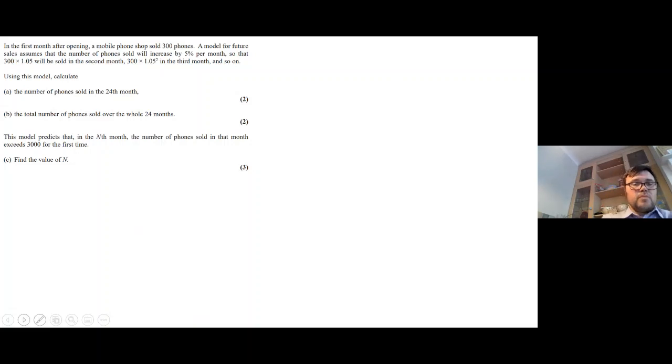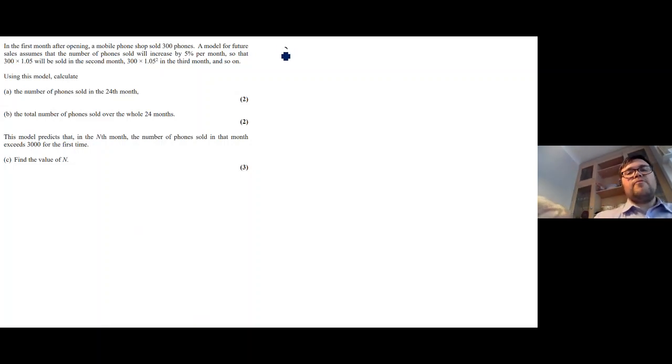Okay, with time, I hopefully get the next 2 done. I've got 3 more questions. These are geometrics. I'll try and get these 2 done, and then the last one I'll put up with the PowerPoint. In the first month after opening a mobile phone shop, sold 300 phones. A model for the future sales assumes that the number of phones sold will increase by 5% per month, so that 300 times 1.05 will be sold in the second month, and then 300 times 1.05 squared in the third month, and so on. Use this model to calculate. So again, this is a geometric where the common ratio is 1.05.